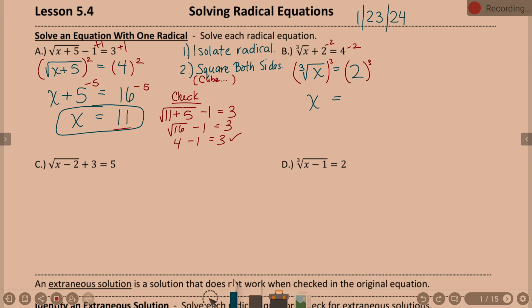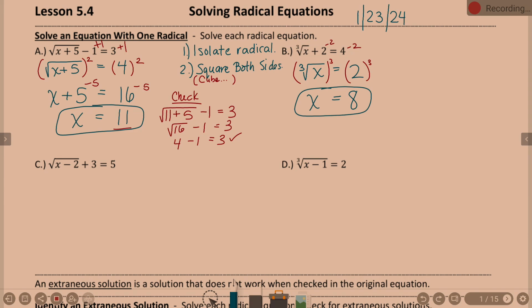What about 2 cubed? 8. 2 times 2 is 4, times 2 is 8. So x equals 8. And you're done.